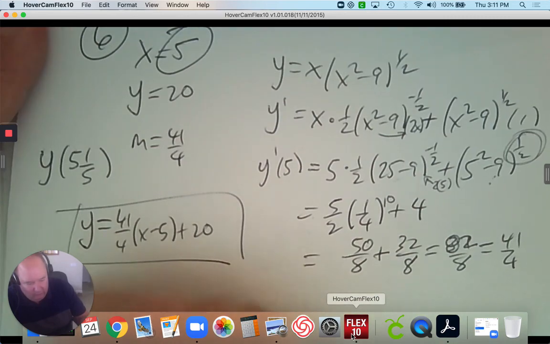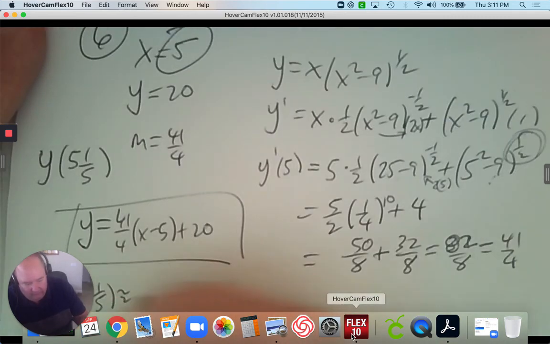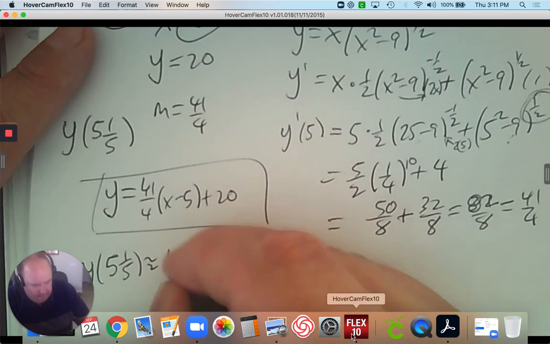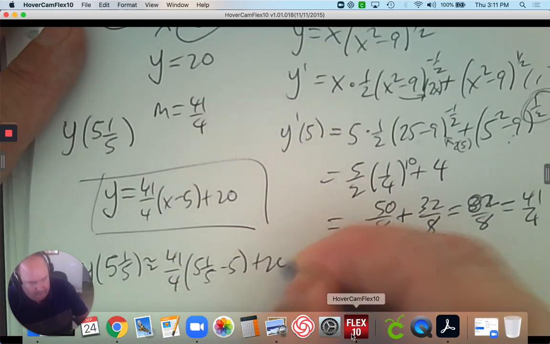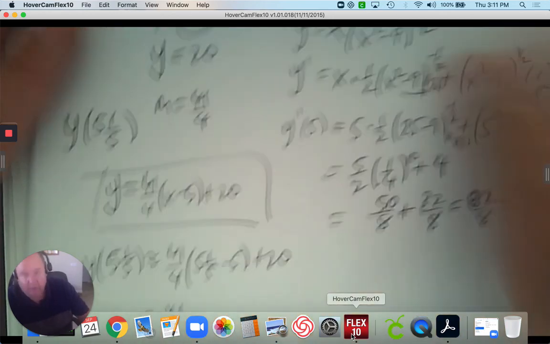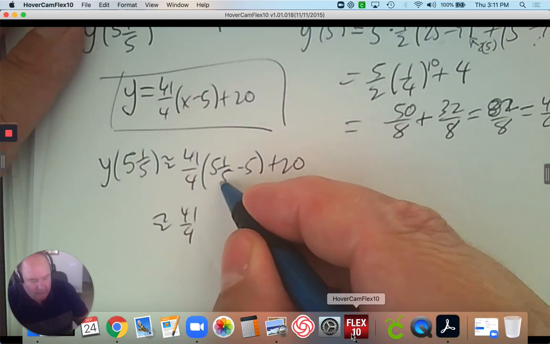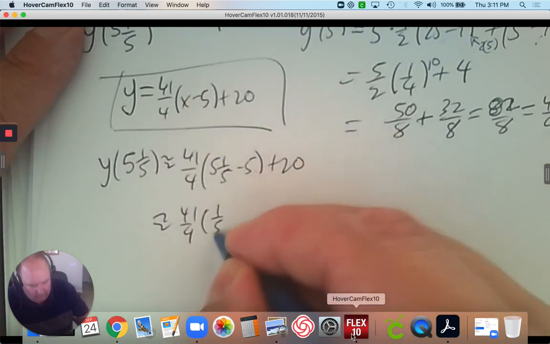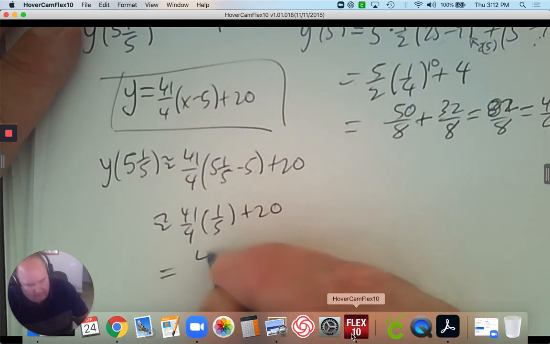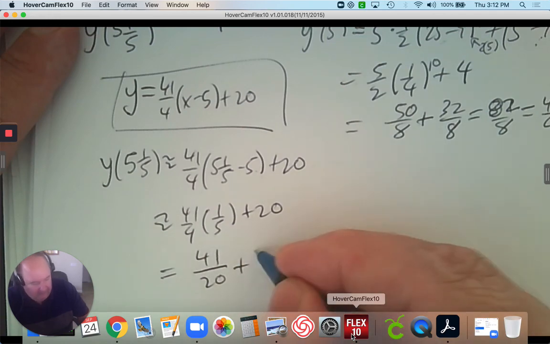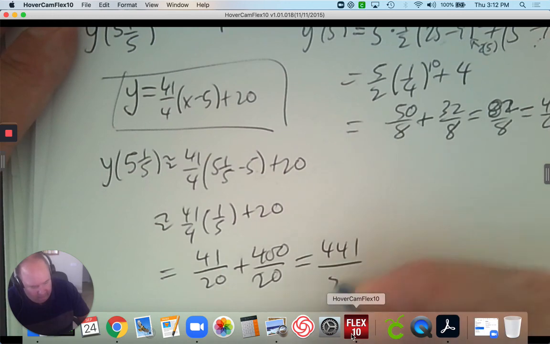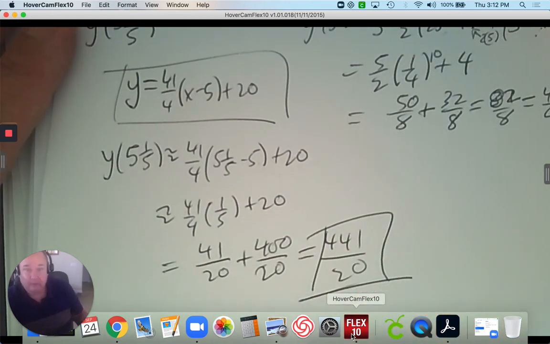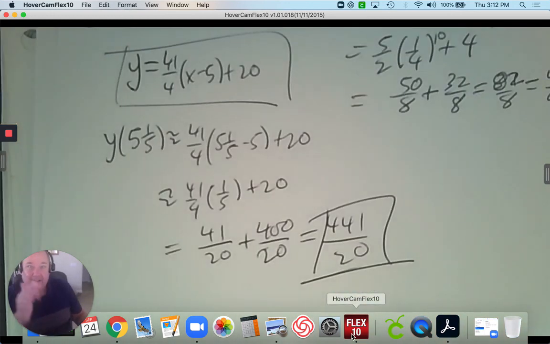Now use that to approximate 5 1/5. So put in 5 1/5. So that's 41 over 4. 5 1/5, take away 5, just leaves me with 1/5. So if I multiply it, it's 41 over 20. I need a common denominator, so I multiply top and bottom times 20. And so you have your answer. So there's the approximate answer, using a tangent line to do an estimate rather than the actual function.